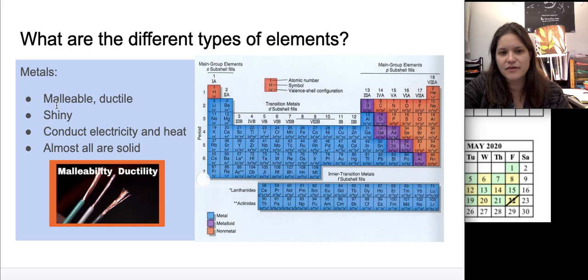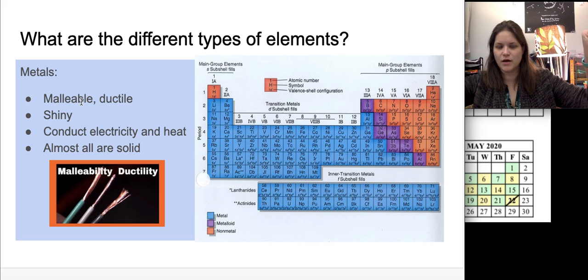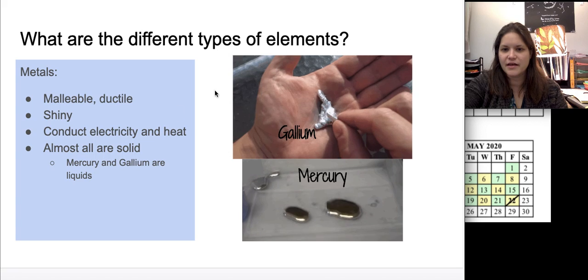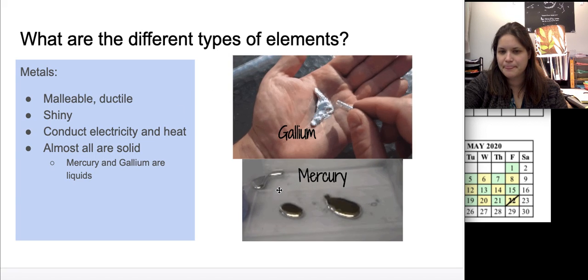Metals are malleable and ductile. Malleable means bendable, flexible. Ductile means drawn into a wire. They are shiny. They can conduct electricity. Almost all metals are solid, except for mercury and gallium, which are liquids. They're really neat.